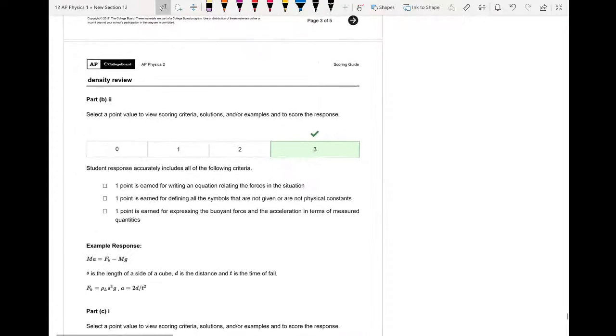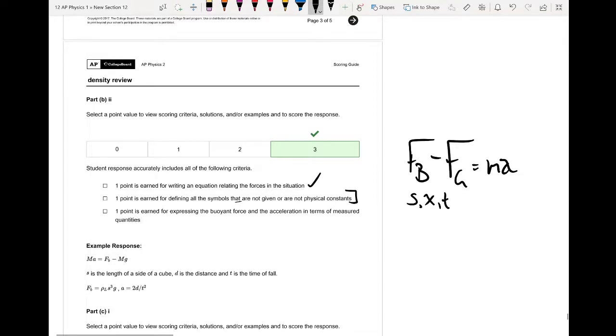So let's see. One point is earned for writing an equation related to the forces in the situation. We've done that. We had that FB minus FG. One point is earned for defining all the symbols that are not given or are not physical constants. We defined our S, X, and our T. And one point is earned for expressing the buoyant force and the acceleration in terms of measured quantities. We have done that. We talked about how we found the acceleration, and we talked about the buoyant force in terms of rho, and not V, but S cubed.